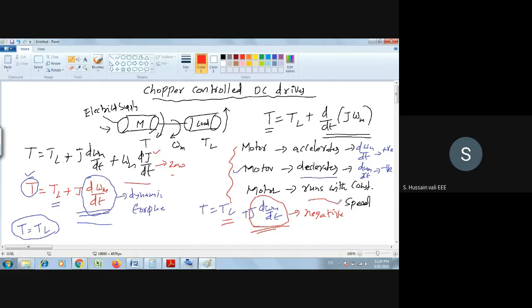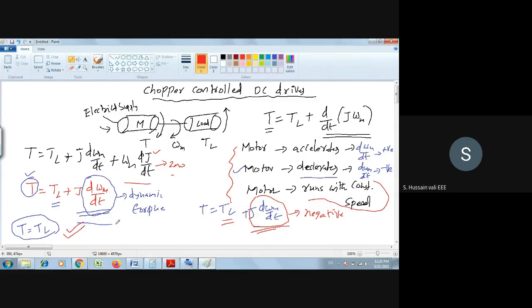So now the third case, just now we have seen. The third case is that it runs with constant speed. So when it runs with constant speed, after the deceleration or after the acceleration, anyhow the motor has to run with constant speed. In that case, this part will become zero. When it is running with constant speed, this equation holds good. Which one? T is equal to L. Motor torque is equal to the load torque.